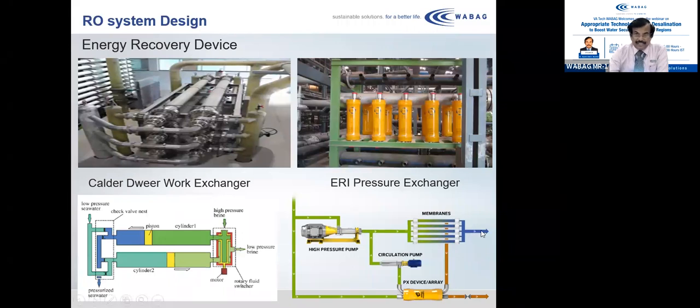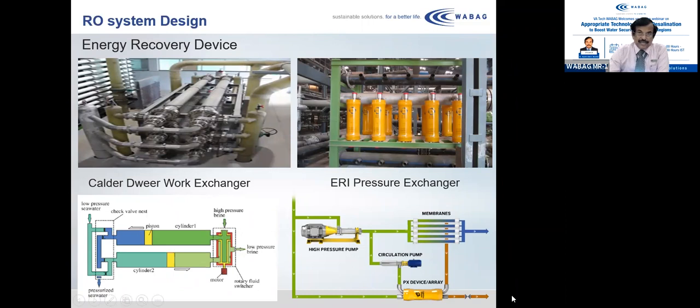So this makes it very attractive: the high pressure pump energy required is only equivalent to the permeate conversion rate. That is, if this is a 40% recovery unit, only 40% of the water is pumped through the high pressure pump. The remaining 60% goes through the energy recovery device, so it gets the energy from the brine. Both Calder and ERI work on the same principle. Because of that, the energy saving is huge, and the energy recovery is 98% in these two units.